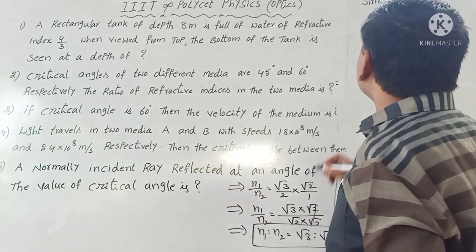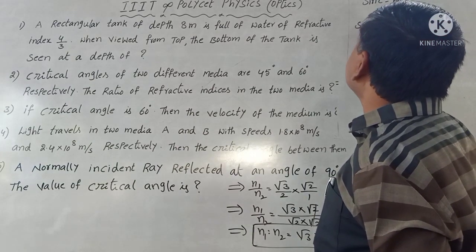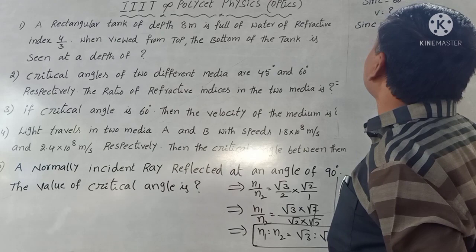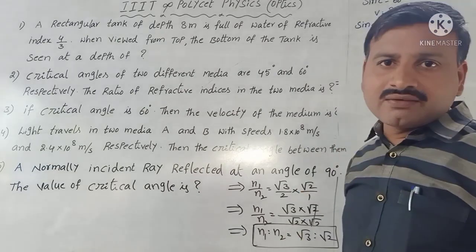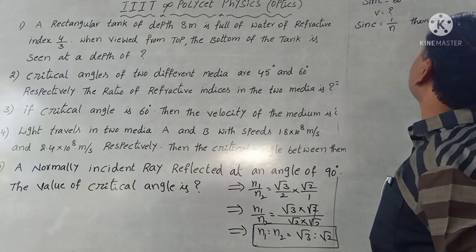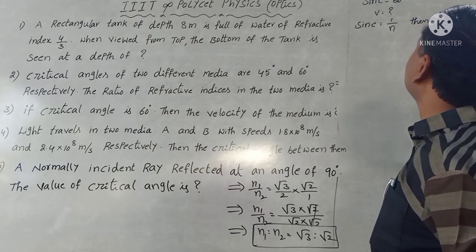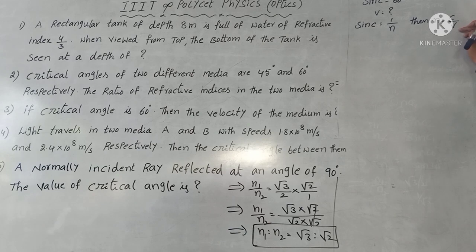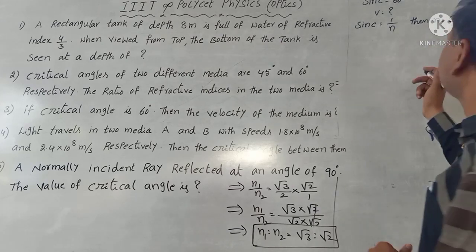Okay. So sin C equal to, what is the formula you know? Sin C is equal to 1 by n. Then n is the absolute refractive index. What do you know about n? n is equal to c by v, the ratio between the speed of light in vacuum to the speed of light in the medium. So n is equal to c by v.